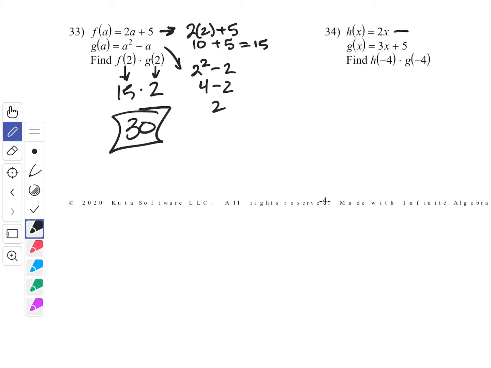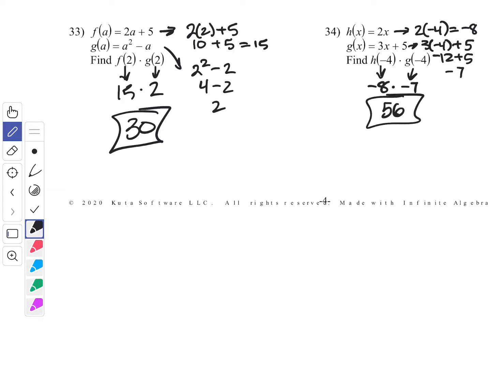And finally, 2x. 2 times negative 4 gives us negative 8 for h of negative 4. Then 3 times negative 4 plus 5 gives us negative 12 plus 5, which is negative 7. So g of negative 4 is negative 7. Negative 8 times negative 7 is a positive 56. Okay, so there's how we evaluate, combine those functions for multiplication or add, subtract, and multiplication. Alrighty?